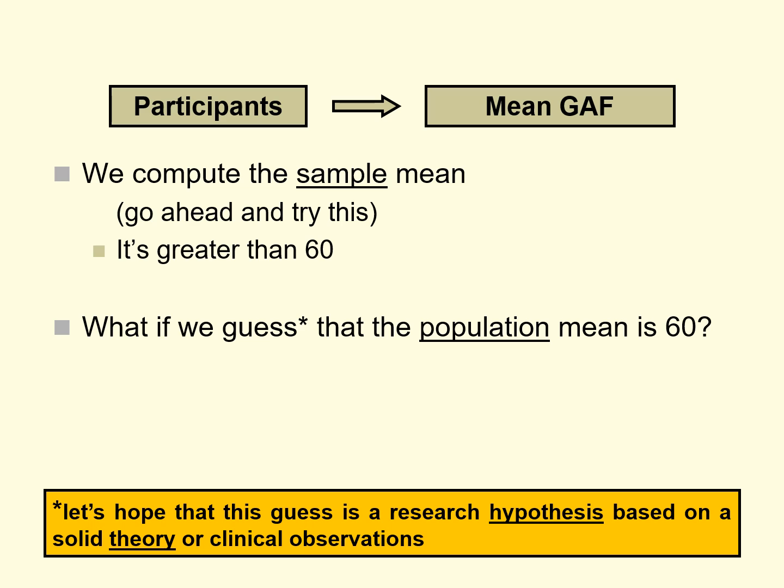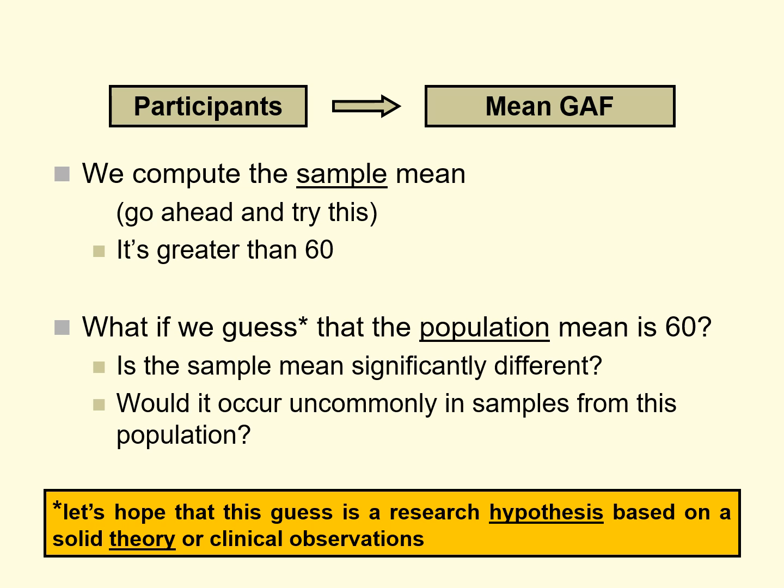Now, what if we guess, though, that the population mean is 60? That is, what if we imagine that in the entire population of people who go to college counseling centers, the mean level on the GAF is 60? If that's the case, then is the sample mean that we've observed significantly different? Or put another way, would it be pretty rare or uncommon to draw a sample with a mean level of 68.23 from a population where the population mean is actually 60?